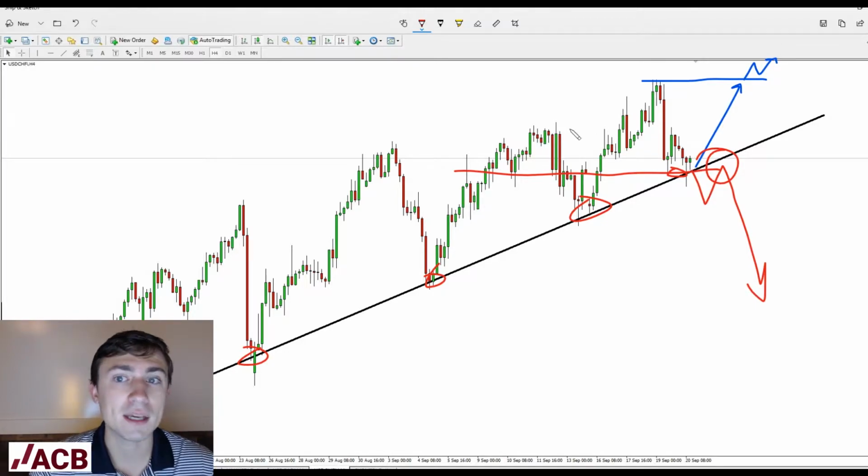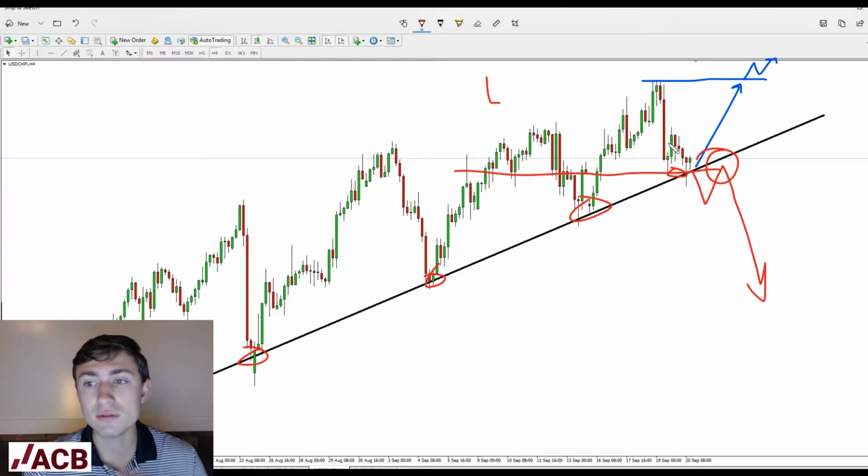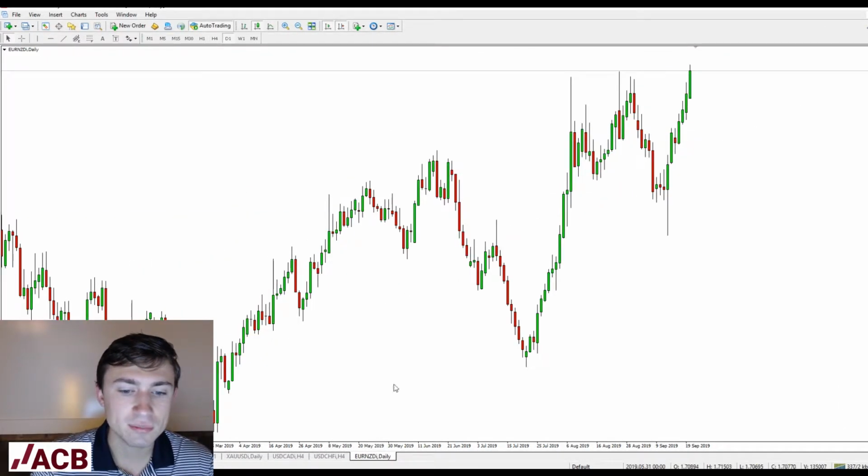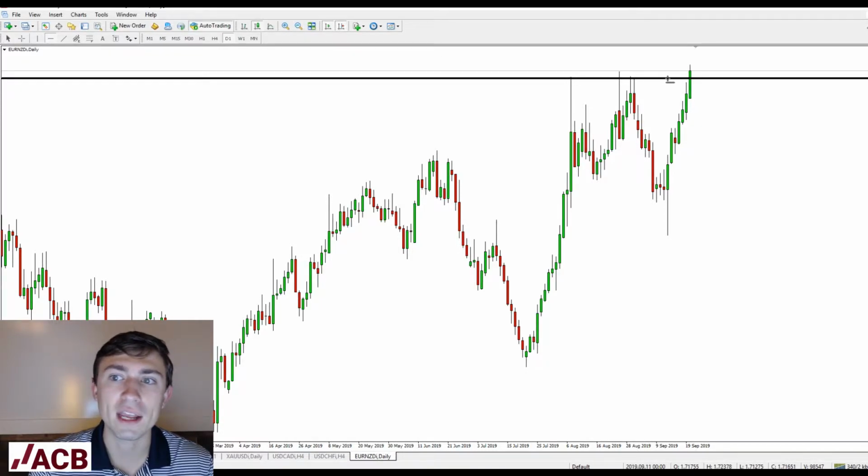But for the time being, my bias is going to be long just because of the nice, strong uptrend that we do see and the potential continuation of that trend. Next up is going to be Euro New Zealand. We're looking at the daily chart, and the reason I wanted to look at this one is because it looks like we have some sort of breakout potential here.